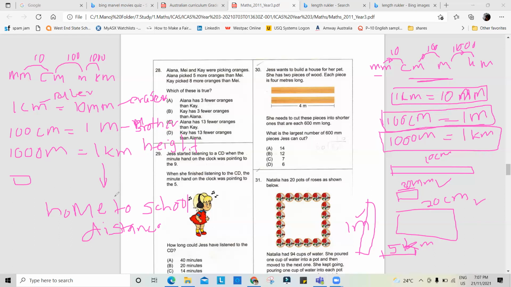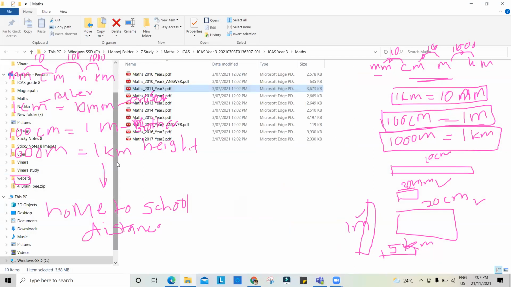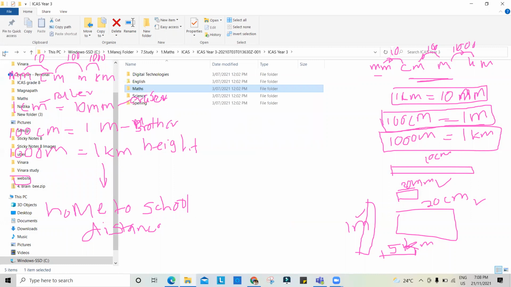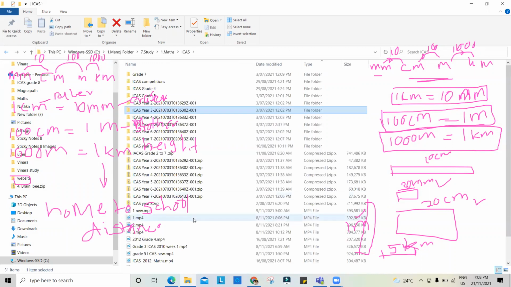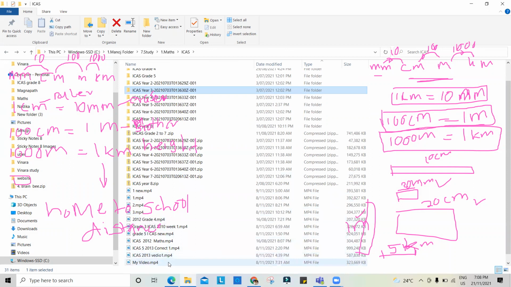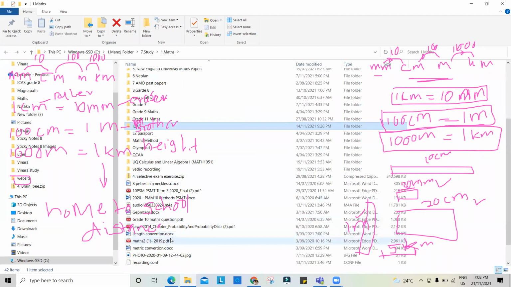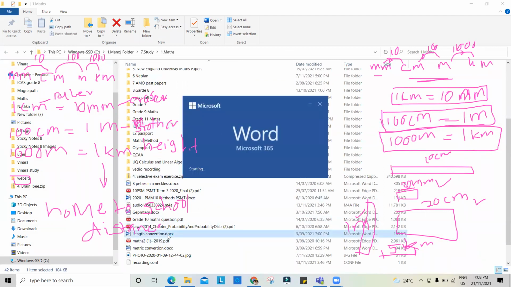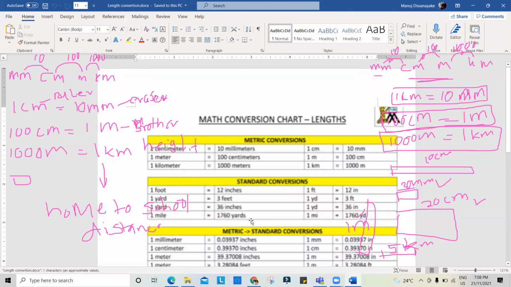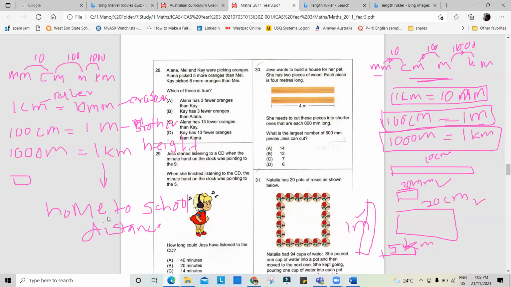Now you learn about the metric conversion. You call it metric conversion. I will email you the chart. Metric conversion, right? Did you write all this? I can clear this one, or? Yeah.